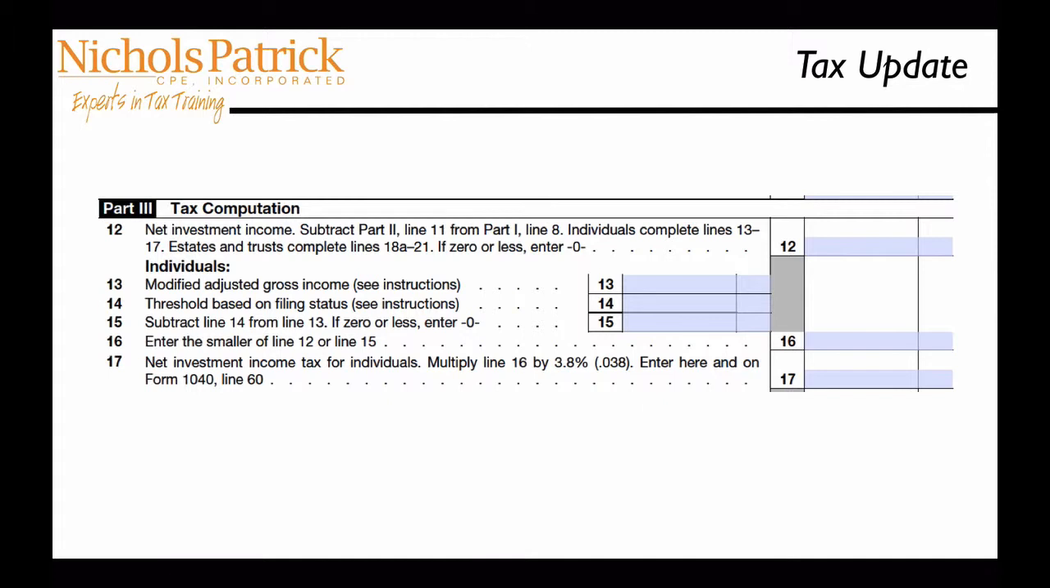And on line 16, we enter the smaller of our modified AGI in excess of those levels, or our net investment income. It's imposed on the lesser of the two, and we multiply that by 3.8%. Take this to line 60 of Form 1040, along with, if we have wage income in excess of limitations, the amount we computed on the 8959.